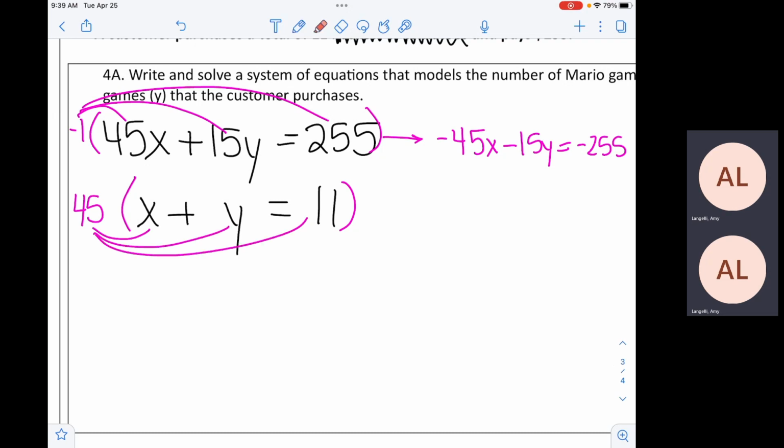Right here, I want to highlight this. You guys need to know what that means in order to take your Keystones. That just means, hey, give me a couple of equations. That's what that system means. It's just a fancy thing for saying make some equations.